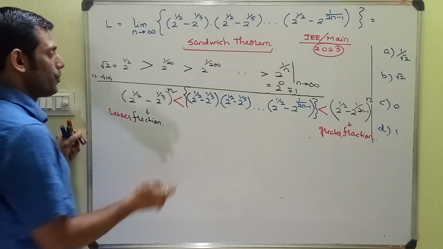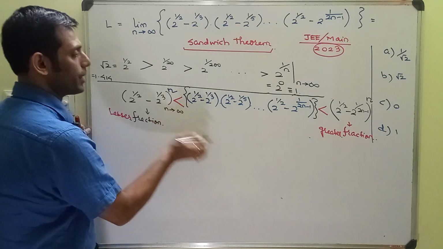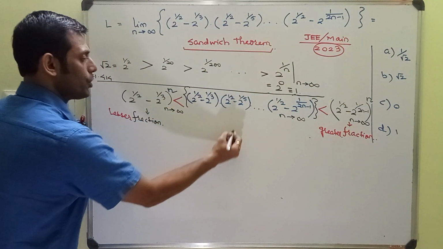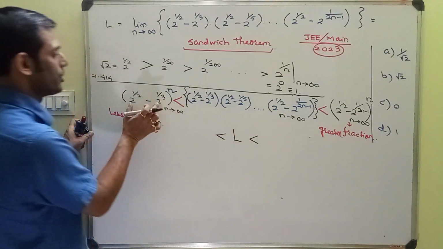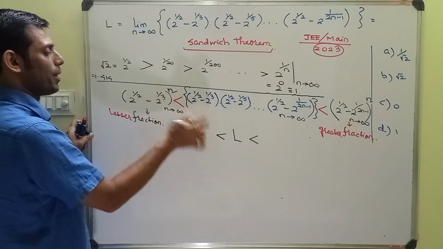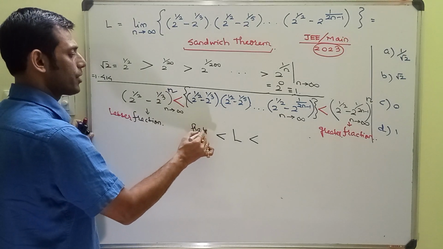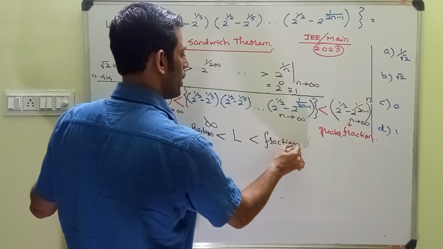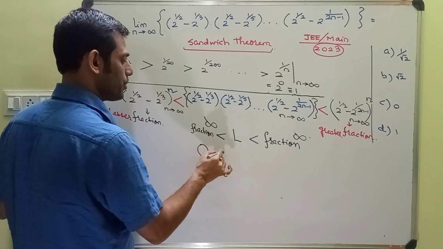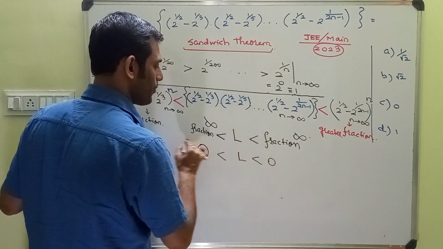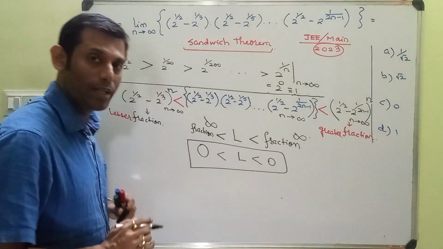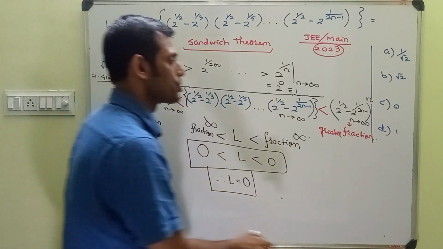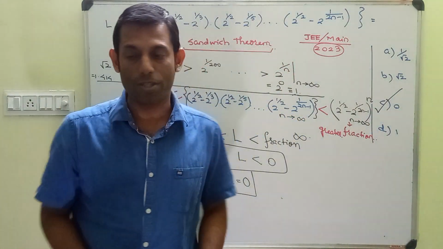And that means when I apply n tends to infinity, in all the cases, what do I get? L is sandwiched between a fraction power to infinity, a fraction power to infinity. And that means fraction between 0 and 1, so the left hand limiting value is 0, right hand limiting value is 0, and therefore you can say L, or the limit value, is going towards 0. This is the answer, and this is how we solve sandwich theorem questions.